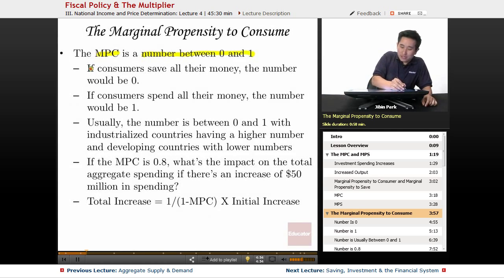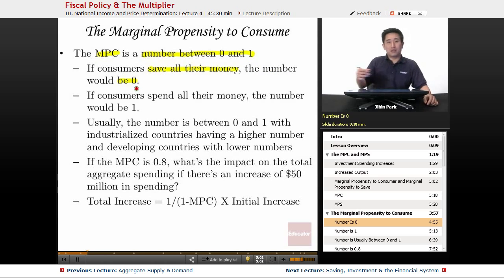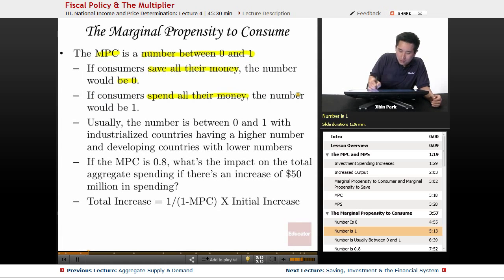Okay, so if consumers save all their money, the propensity to consume would be 0. So if they save all their money, the number would be 0, meaning that they're not spending any money. So the MPC, marginal propensity to consume, is 0%, hence 0. Now, if consumers spend all their money, the number would be 1, because you've spent all your money. You spent 100% of your money. So those are two extremes. So you spend 0% or you spend 100%. Okay, and again, the corresponding numbers would be 0 and 1. So save all money.